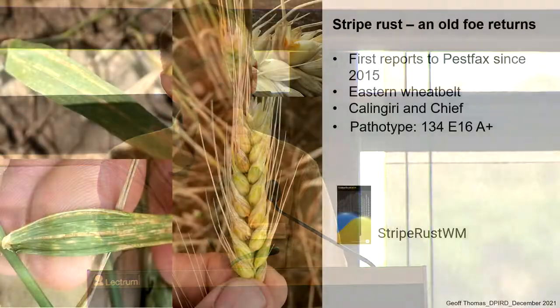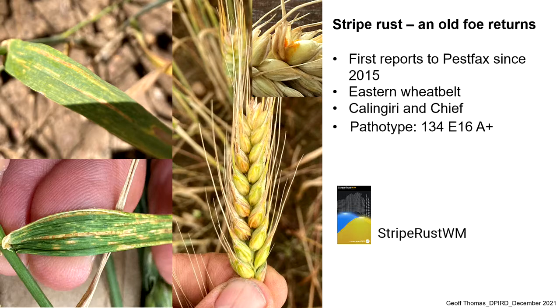Just quickly, stripe rust. So I've got an old photo. We haven't basically had a report to PestFacts of stripe rust since 2015. So this year out in the eastern wheat belt, in Calingiri and Chief, which are both susceptible varieties, we started to get late season reports of stripe rust. And those pictures are from paddocks of Chief at Narembeen this year.